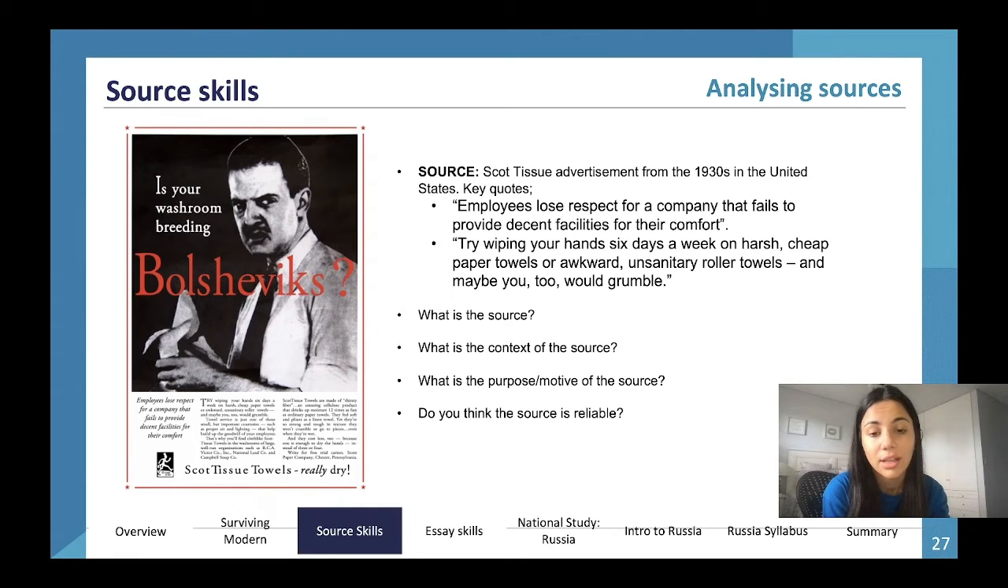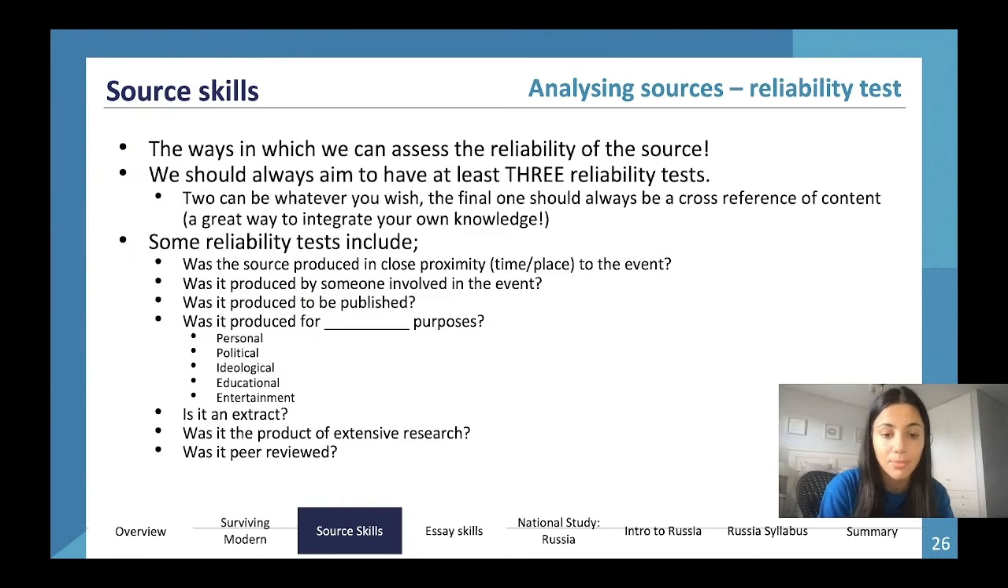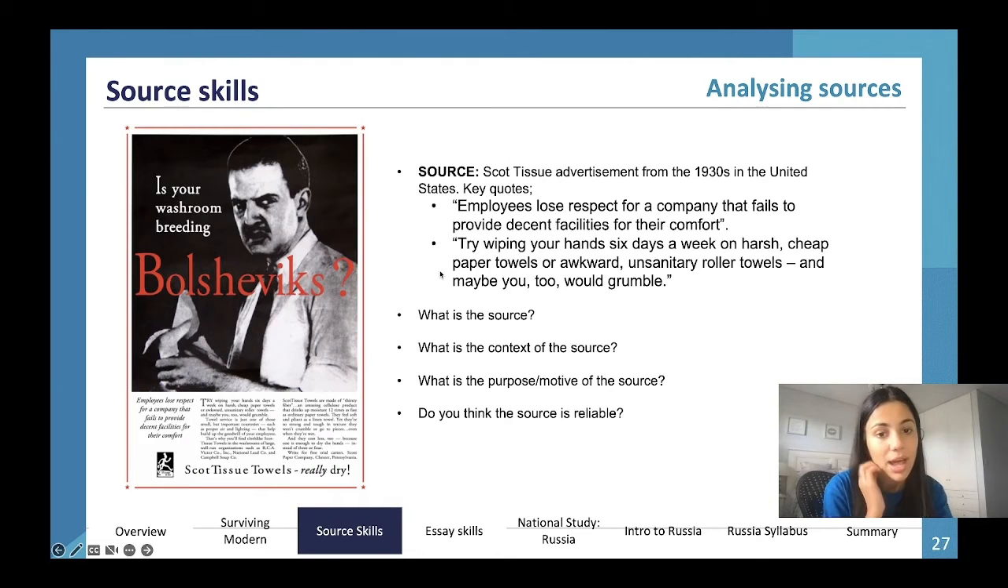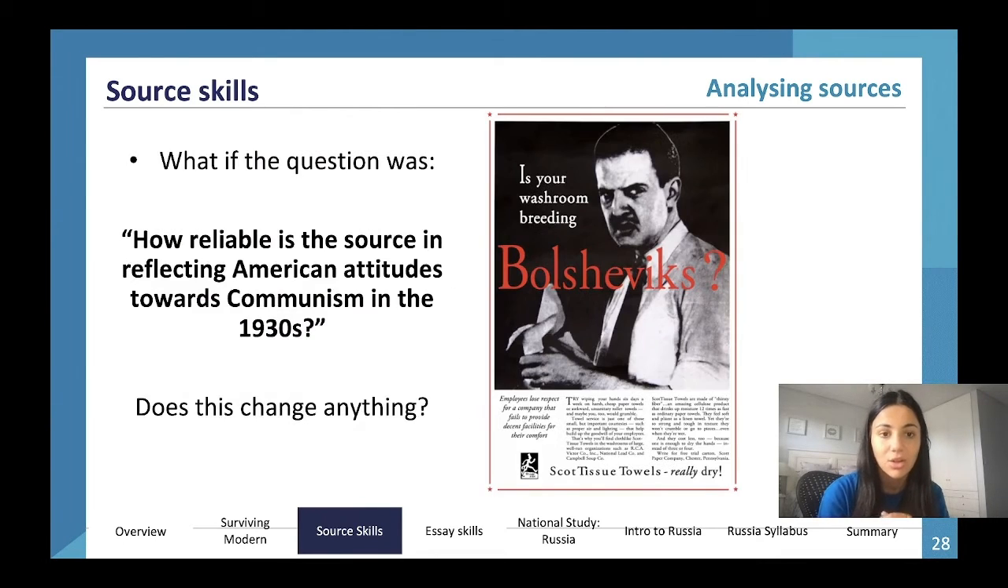These are the questions that you can ask, and they come from these reliability tests, which are really important. But it's got the key quotes: "Employees lose respect for a company that fails to provide decent facilities for their comfort. Try wiping your hands 6 days a week on harsh, cheap paper towels or awkward, unsanitary roller towels, and maybe you too would grumble." So that's where you can look at, especially these quotes, and question the purpose or the motive of where they're coming from, but also just the context of them.